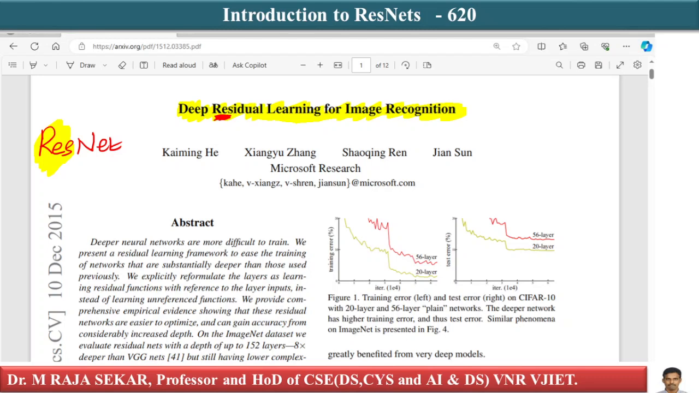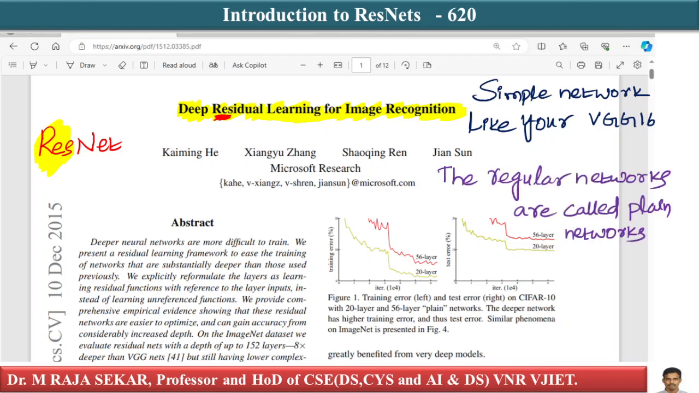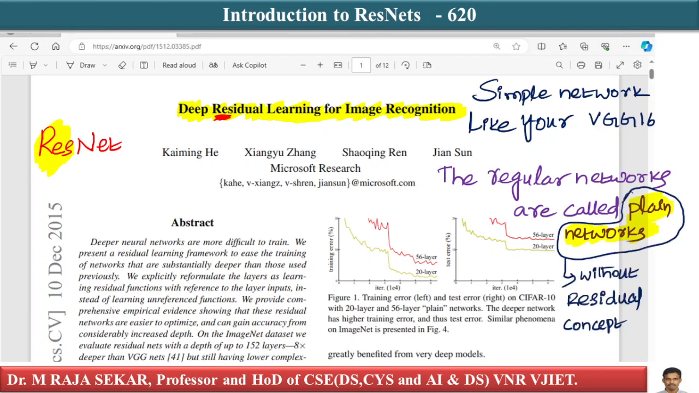The core problem that the researchers at Microsoft noticed was this. If you take a simple network like your VGG16, the regular networks are called plain networks. So in this paper, the regular networks are called plain networks. What is a plain network? These are the networks without the residual concept.